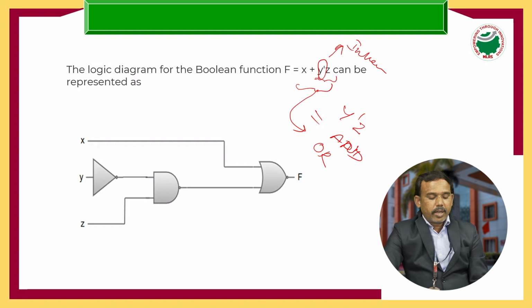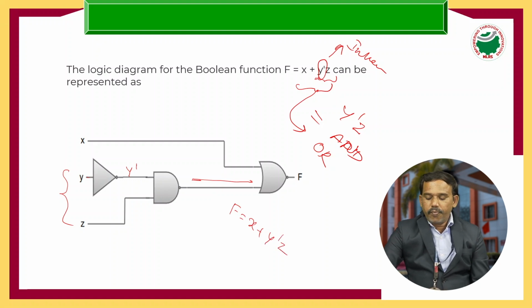So let us draw the diagram. I'm passing the y value here, so it will come as y complement and z. Both are the inputs of the AND gate, then we get the AND output. The output of the AND gate will be an input of the OR gate. x is the one input, and this AND output will be the other input of this OR gate, and we get the f value, f equal to x plus y complement z.